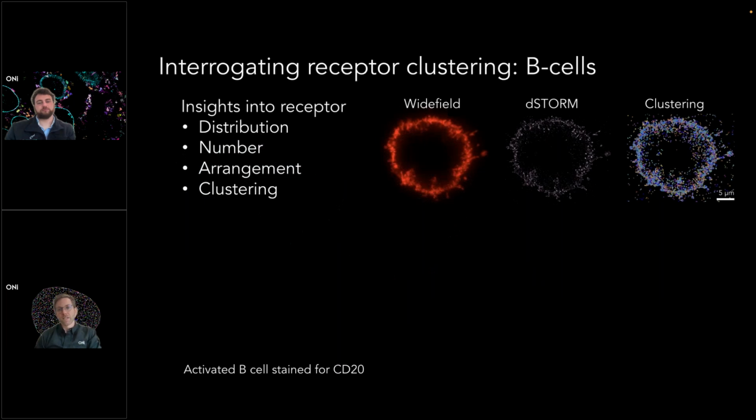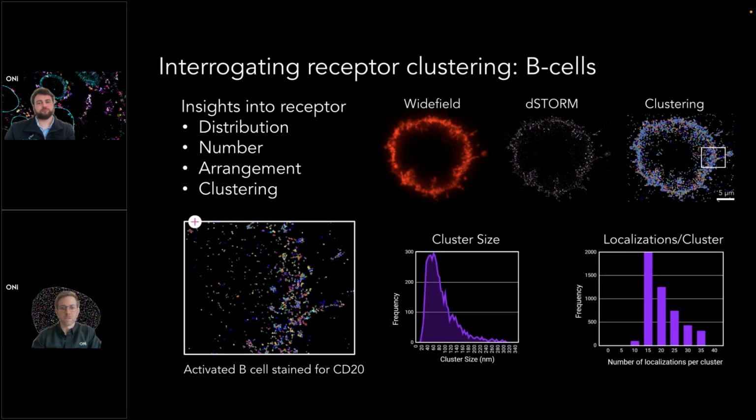And here's just my last wrap-up slide that I think does a pretty good job of showing all the power of super resolution imaging and the clustering. So here's some B cell data that's stained for CD20. If you take a wide field image, this is what you see in red in the center here. You don't really see very much of anything at the single cluster level. With the D-storm image, you're starting to be able to perceive some individual receptors, and then the clustering tool is actually able to extract the individual receptors and get you information about the distribution, the number of them, the arrangement, and again, the clustering of these clusters.